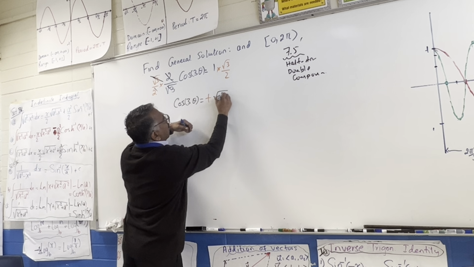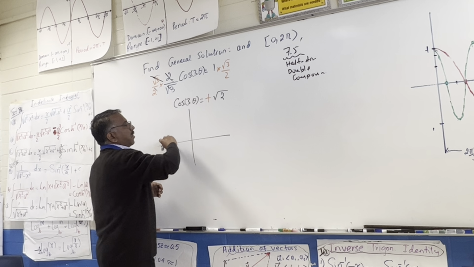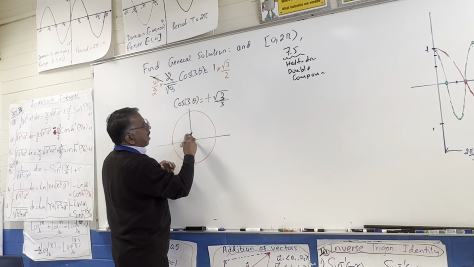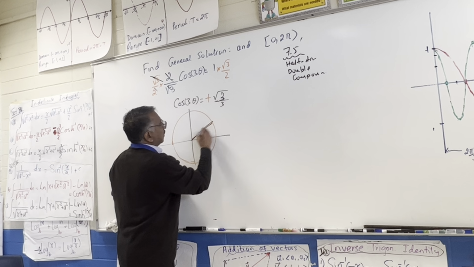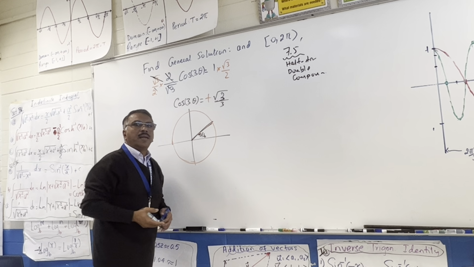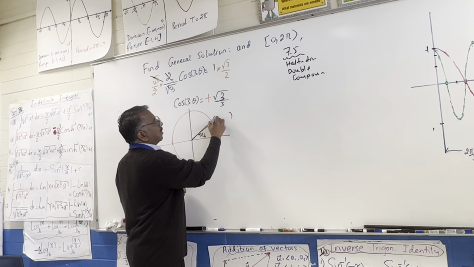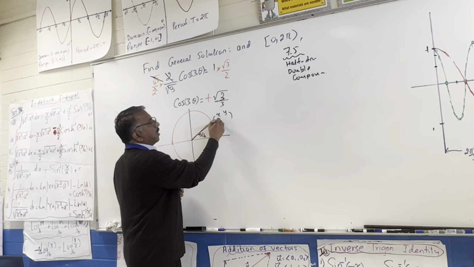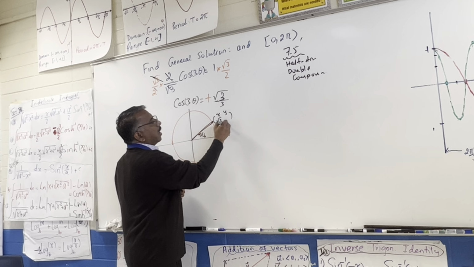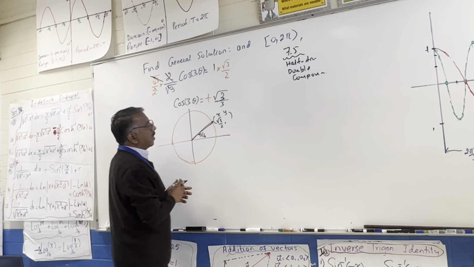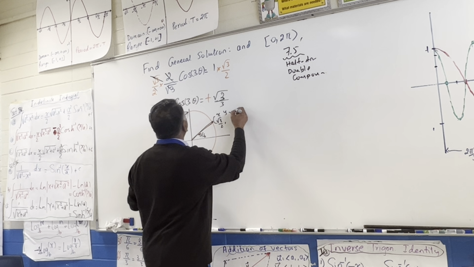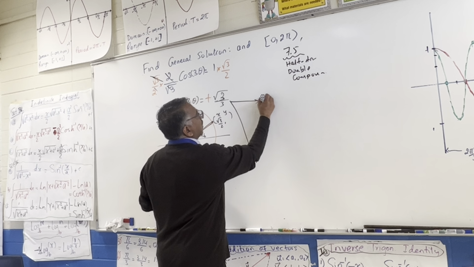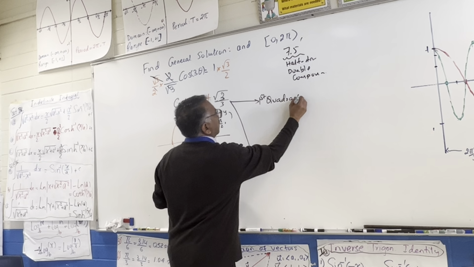So the question is, in which quadrant is cosine positive? If you have a unit circle, you can clearly see that cosine is root 3 by 2 for the angle pi by 6. So if I draw this, this is pi by 6. By the definition of cosine as x, that is root 3 by 2. So the two answers are in the first quadrant and the fourth quadrant.